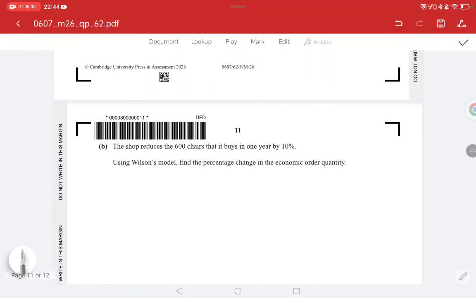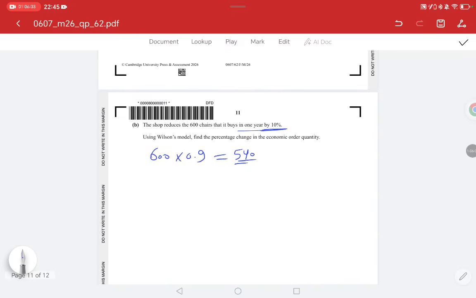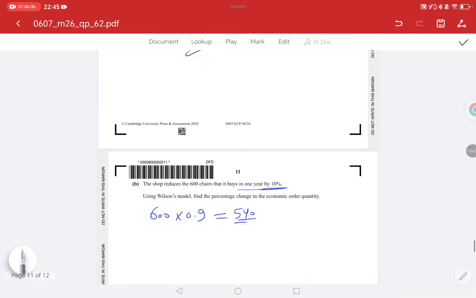Then the shop reduces the 600 shares that it buys in 1 year by 10%. So it was 600 and reduced by 10%. It means 100 reduced by 10%, so it became 90%. So you multiply by 90%, which is 0.9. The number of shares now is 600 times 0.9, so it became 540.